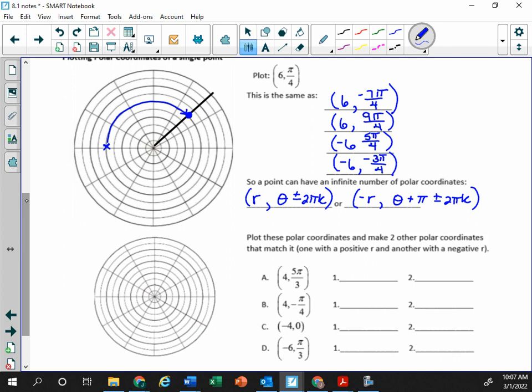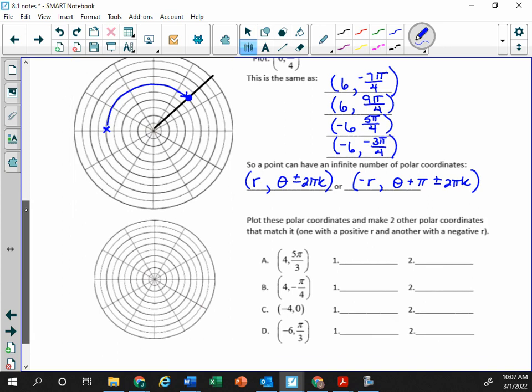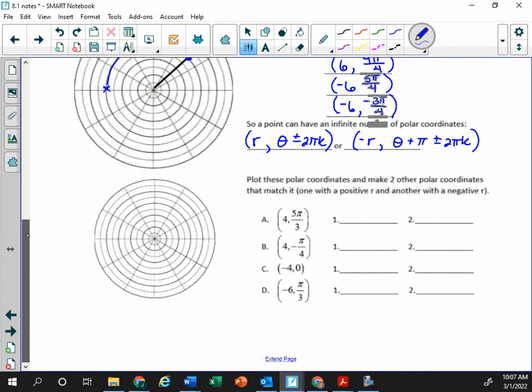Questions so far, guys? Okay, next section down here, we're going to plot the points and then label them in 2 other ways. So I want you guys to try to do this. Plot A, B, C, and D. Just put a dot and label it A, B, C, or D. And then come up with 2 other labels, one with a positive r and another with a negative r. Okay, so try to do those 4. Check in with your neighbor. See if you've got it.